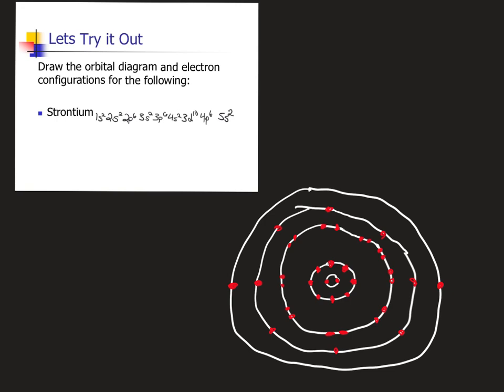So hopefully you were able to guess some of these as we went through, and maybe saw what you did wrong, and learned something from doing a lot of examples of electron configurations.